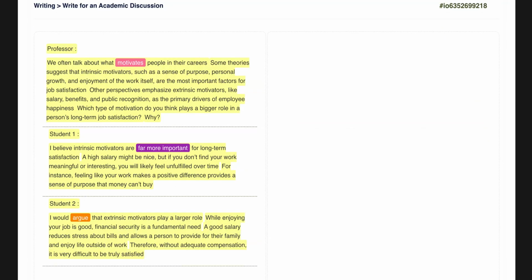Now let's write our response. Our goal is to acknowledge both students while clearly supporting one side with sophisticated language and new examples. We will start by connecting the two viewpoints to show we are paying attention to the discussion. While student 2 correctly identifies financial stability as a prerequisite for well-being, I am more inclined to agree with student 1 that intrinsic factors are the cornerstone of long-term job satisfaction.